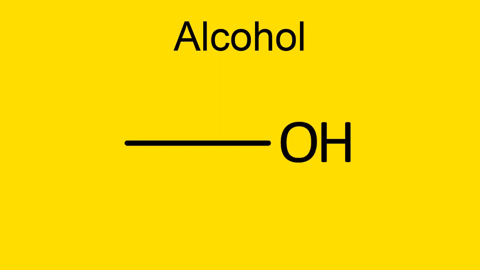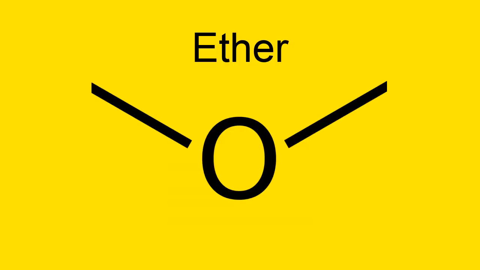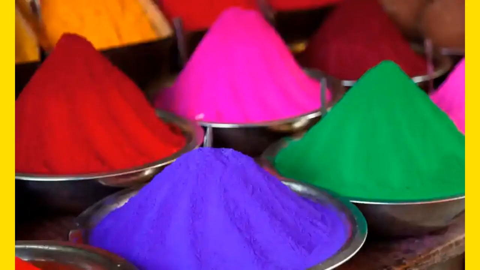Carboxylic acid. A carboxylic acid is an organic compound containing the carbonyl group and a hydroxyl group bonded to the carbon atom. A good example of things that has carboxylic acid in it is vinegar. Ether. Ether is an organic compound with an oxygen atom bonded to an alkyl or aryl group. A good example for an ether is dyes.